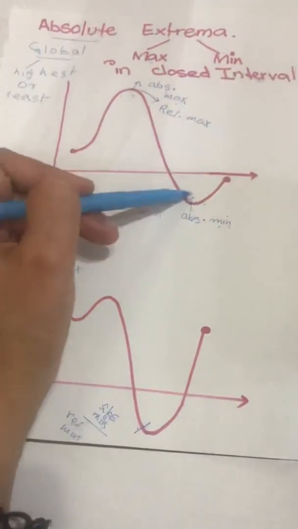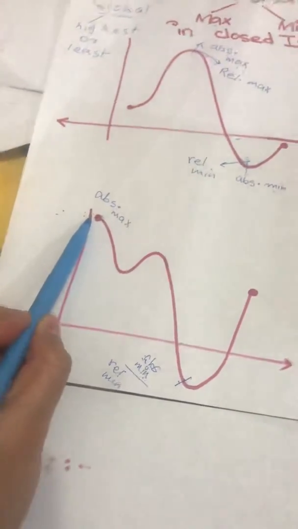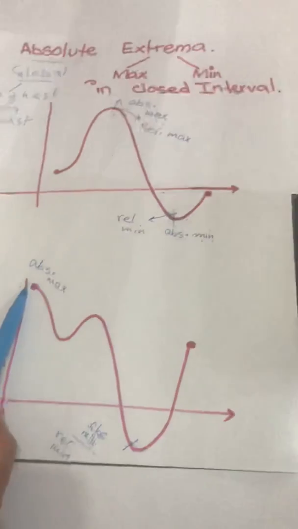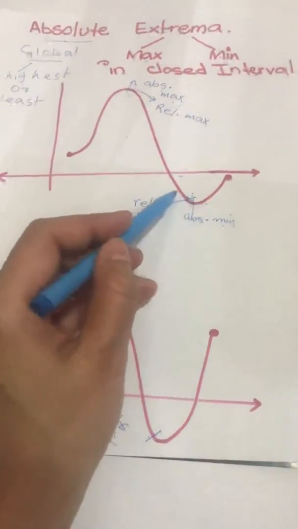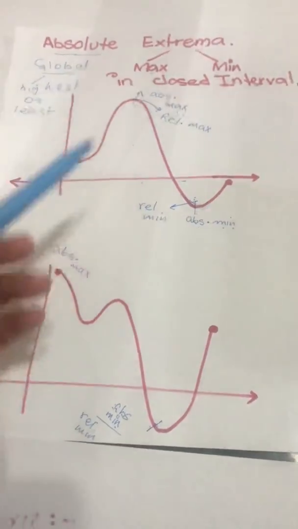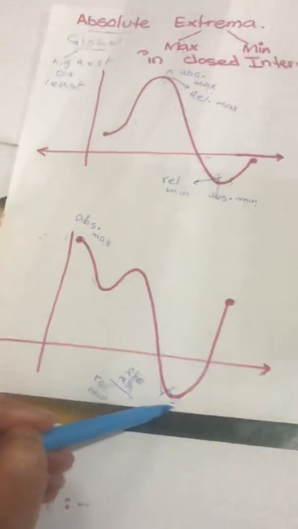So by observing these two graphs, we can say that the absolute maximum or absolute minimum can be found in between the graph, or they can be at the end of the graph. Whereas a relative maximum or relative minimum is always a turning point. They cannot be at the end points.